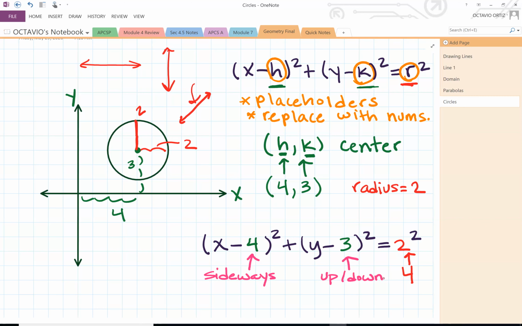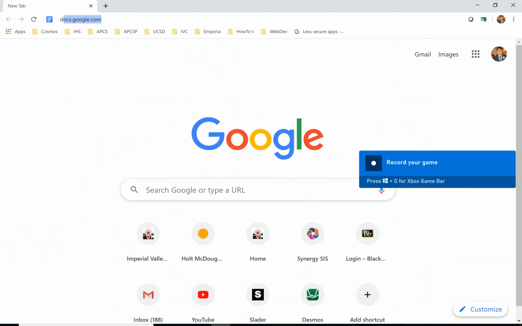Now let's take a minute here to graph a few circles on Desmos so you can see what that looks like. And then we can also maybe incorporate some circles on our drawing. Okay, so let me go to Desmos really quick.